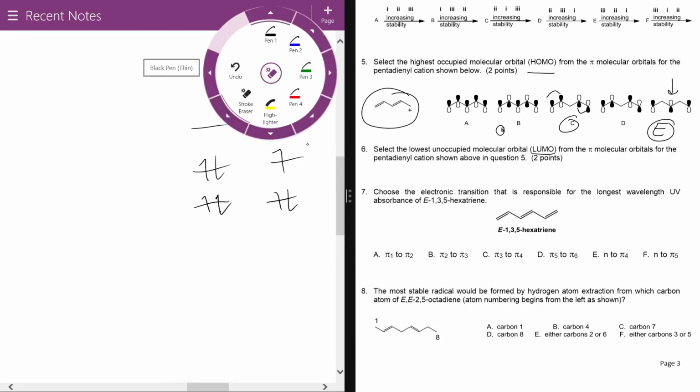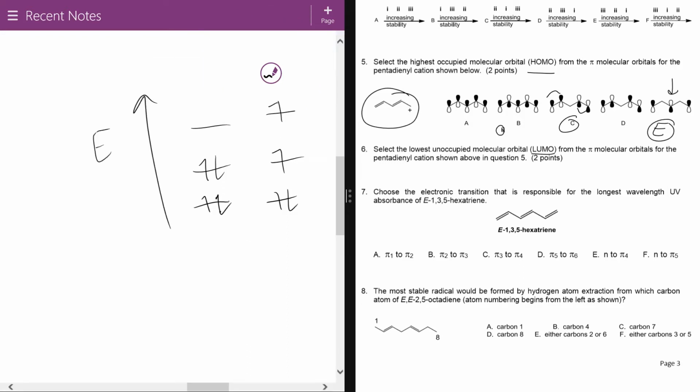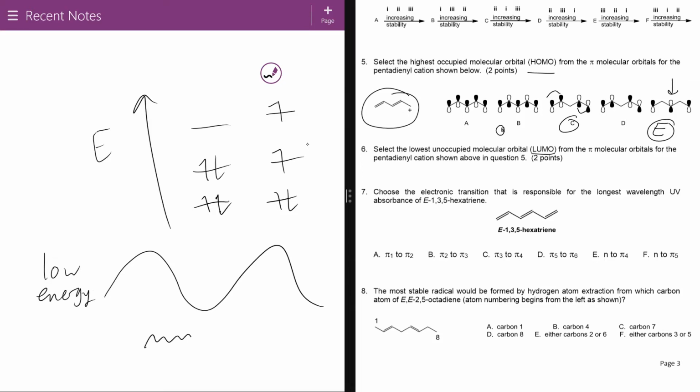To a higher energy level. Because the molecule's absorbing energy, that energy has to go somewhere. It goes to moving electrons up in an energy level. So we're looking for the result of the longest wavelength UV absorbance. So a long wavelength means low in energy, whereas a short wavelength would be high energy.